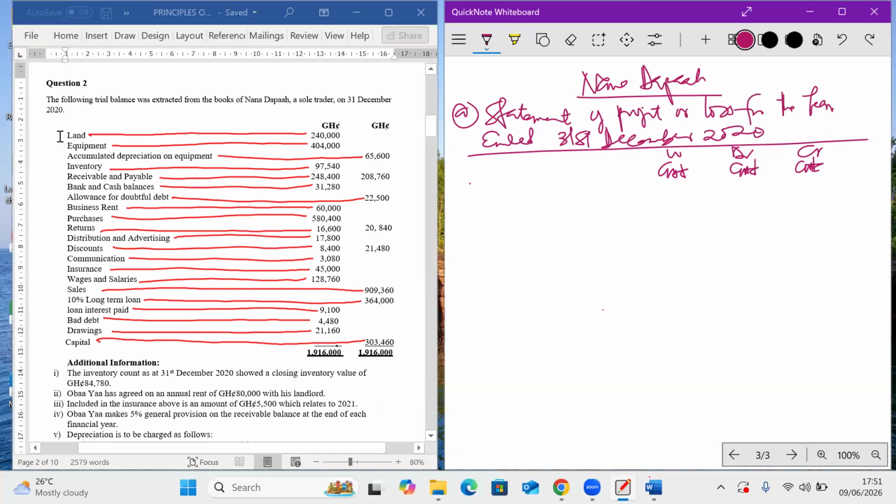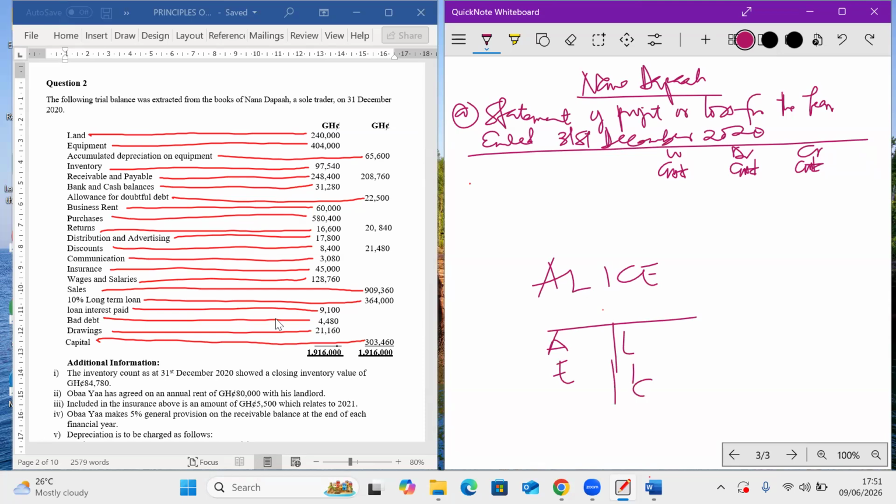Then I'll now start. The following trial balance was extracted from the books of another power, a sole trader, on the 1st of 2020. Land, equipment, accumulated depreciation, inventory. So as I said, the ALICE, right? And we did a T account. A and E here, L, I, and C there. Everything on the debit side. Everything on the debit side. Let me write the debit side so you guys can see it. Everything on the debit side, right?